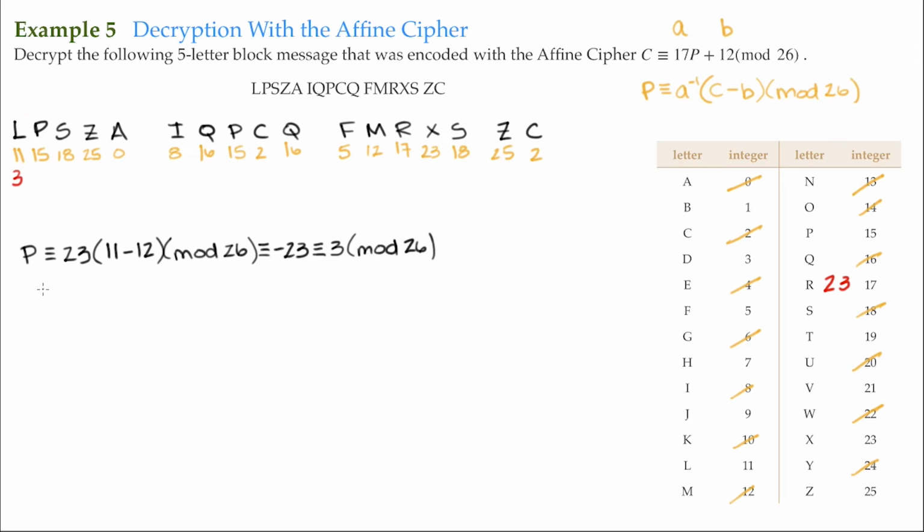For P, same idea. Here's our A inverse. P, which is 15, minus 12, modulo 26. 15 minus 12 is 3. 23 times 3, that's 69. 26 goes into 69 twice, with 17 left over. So the plain text here is 17.